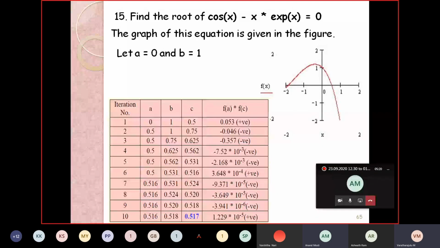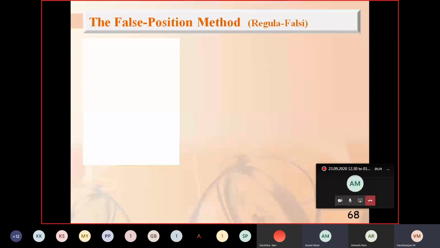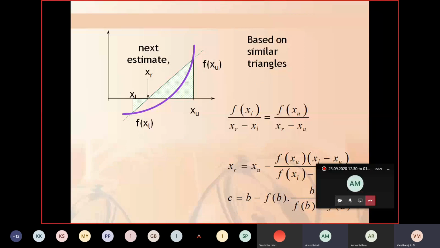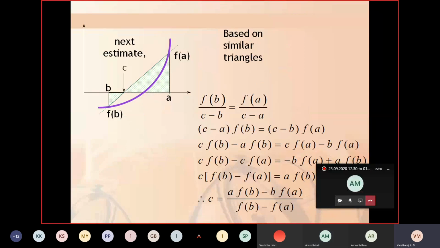So in the regula falsi method, to know the basic idea about the regula falsi method, we are already aware of the similarities of two triangles. Here, we will derive the equation for the regula falsi method. Assume this is the line which crosses this way.